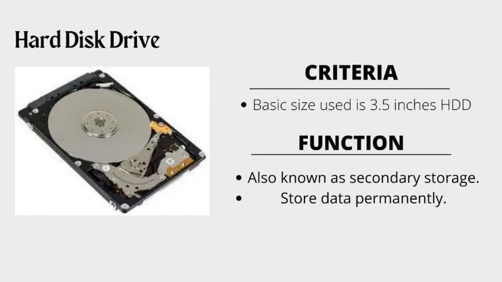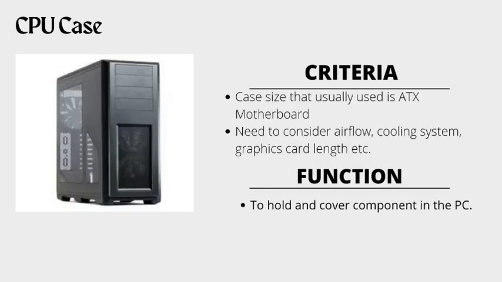Other than that, we have hard disk drive, and its criteria is the basic size used is 3.5 inches HDD, and its function is to store data permanently, and it's also known as a secondary storage.